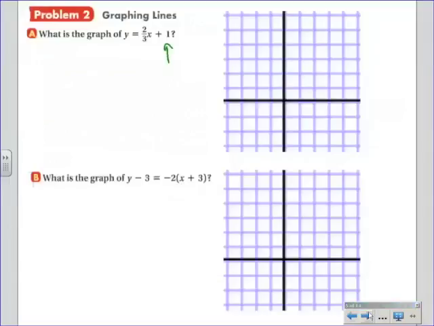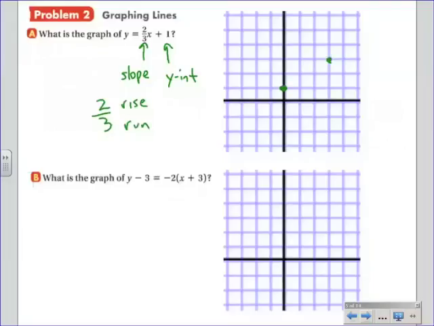This is slope-intercept form. 2/3 is the slope. The y-intercept is 1. So it's really easy to graph here. We always start at the y-intercept. There's my y-intercept right there. And now the slope is 2/3. So we're going to rise 2 and run 3. 2 is a positive number, so we're going to go up 2. Since 3 is a positive run, we're going to go to the right 3.